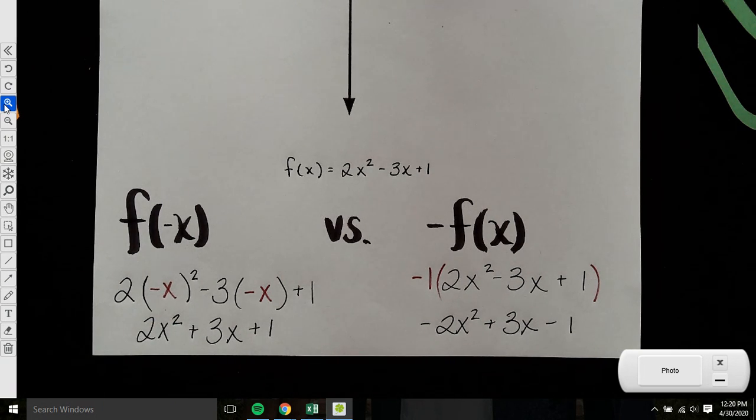So these are the key concepts that are going to help you get access to the information for even and odd functions. Make sure to watch the following videos for specific examples and how it actually works algebraically.